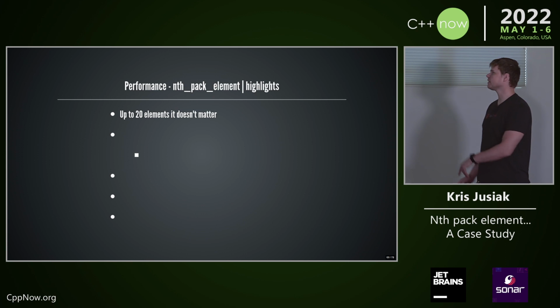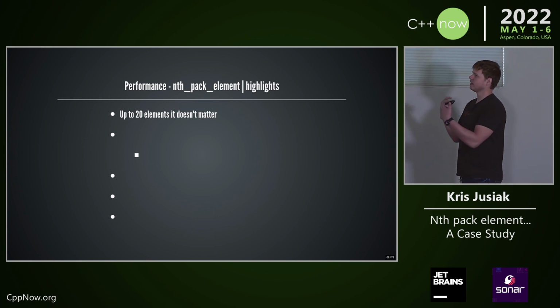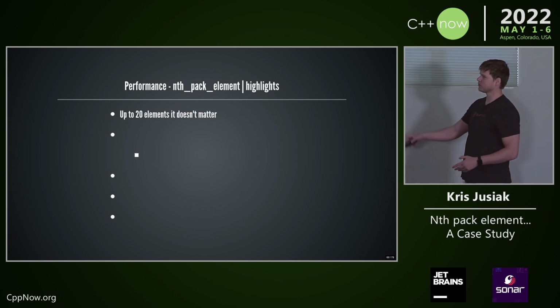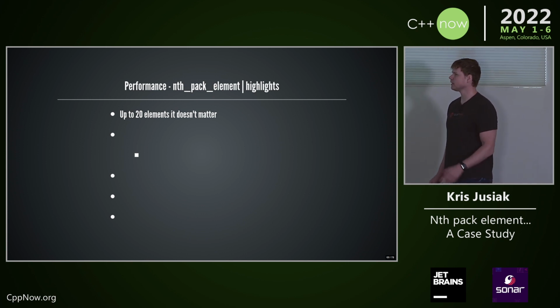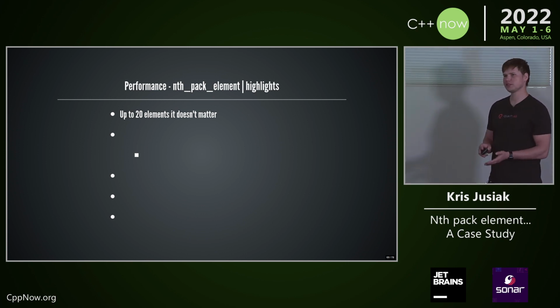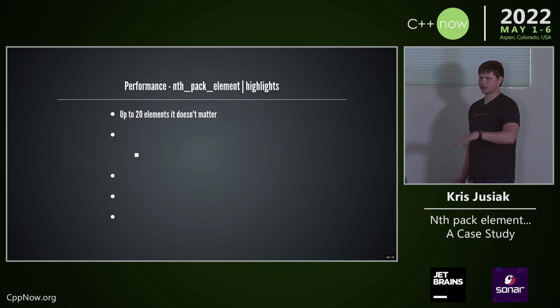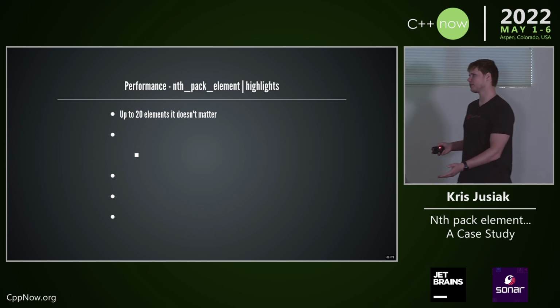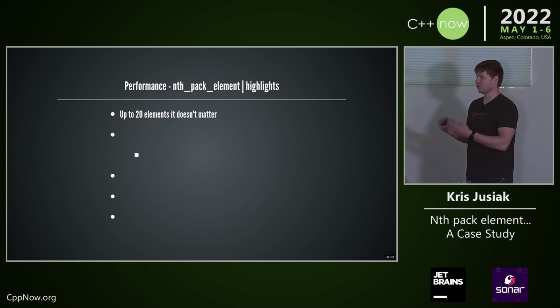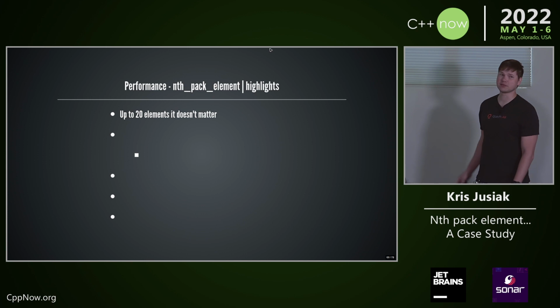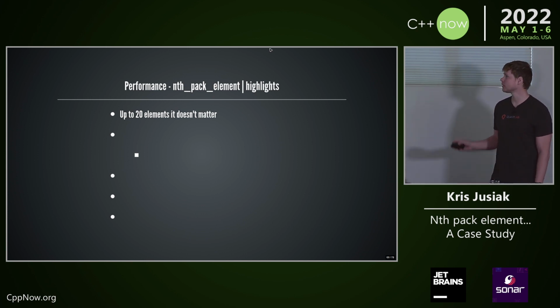So the claim here is that if you do a lot of TMP, up to 20 elements, we've seen that the values were really similar. Although they differ just a bit, if you have a lot of instantiations of them, that would matter. But on the large scale, if you have more than 100 elements, that actually doesn't matter as much because you will have bigger problems.